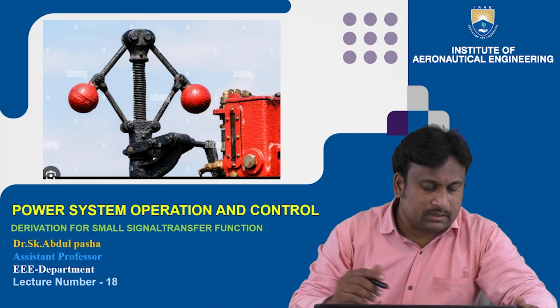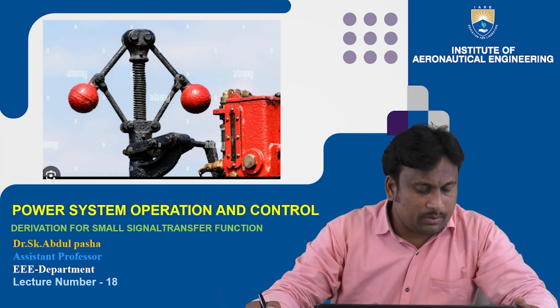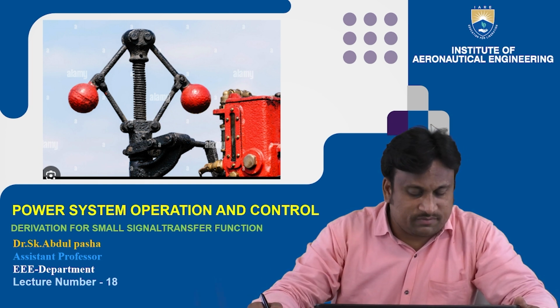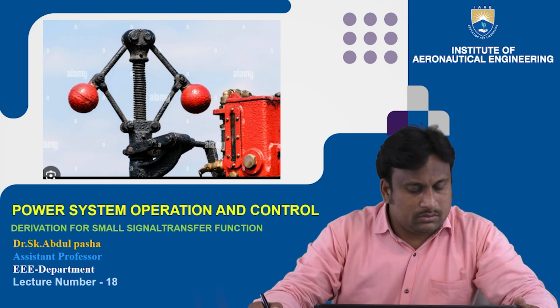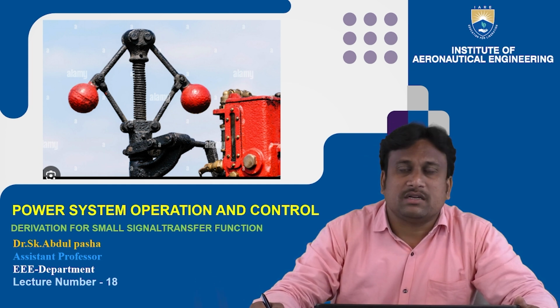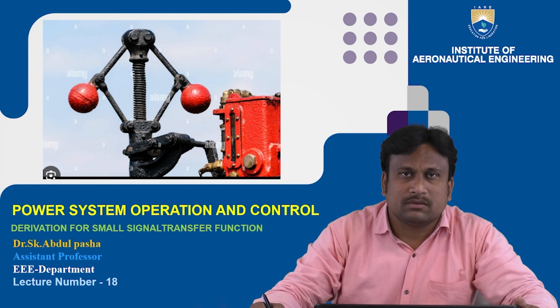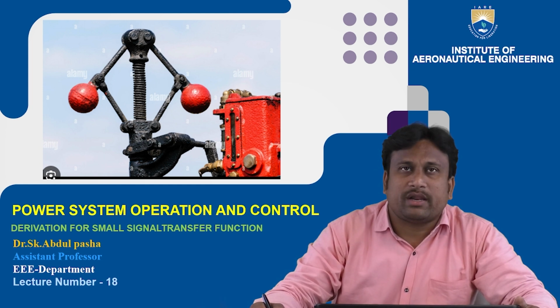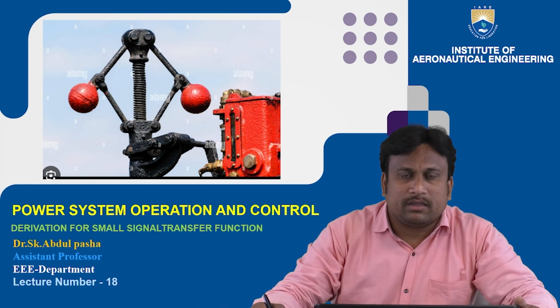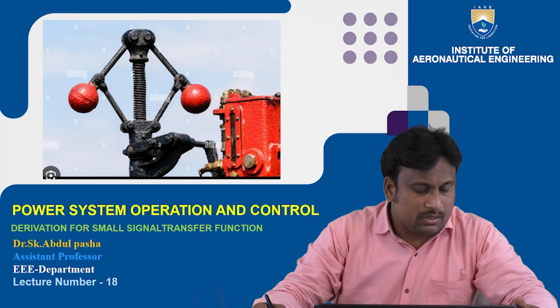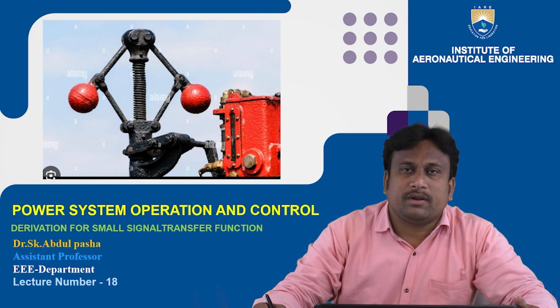So in today's class I am going to discuss the derivation for the small signal transfer function. The derivation for the small signal transfer function is relevant to the speed governing mechanism case. We derived some considerations in a small signal transfer function and the extended analysis is carried out here, and this may be a replica of the concept of the speed governing mechanism.